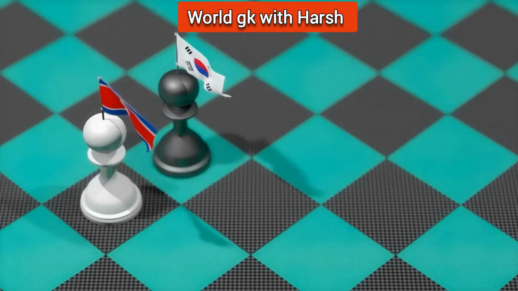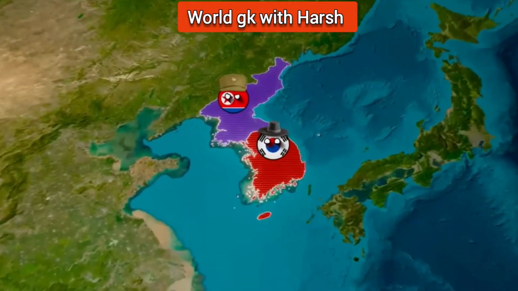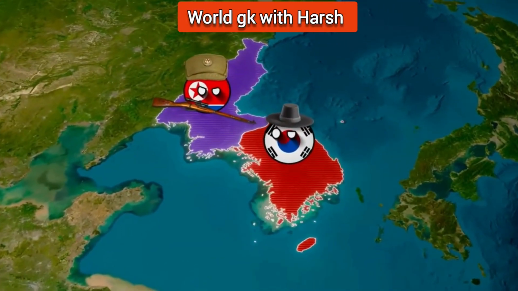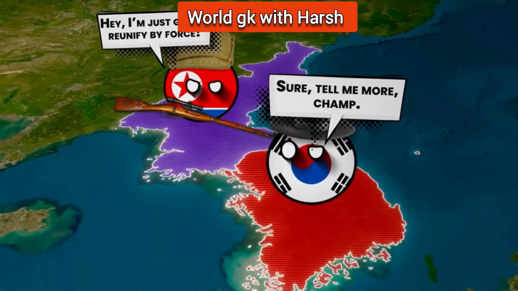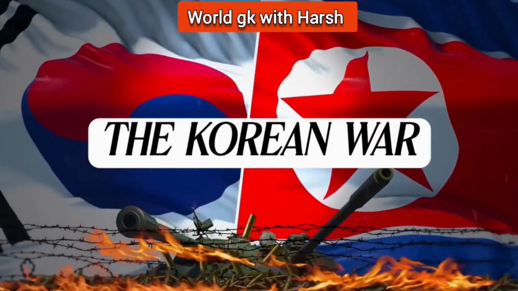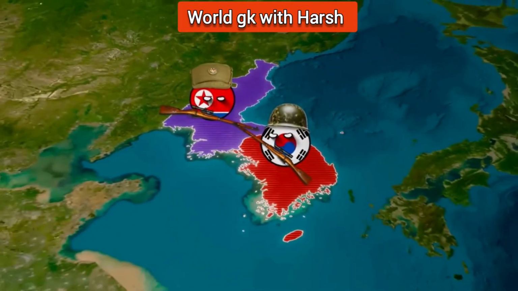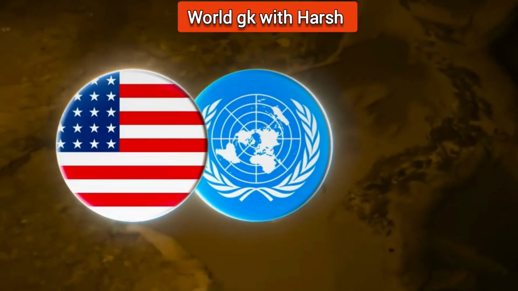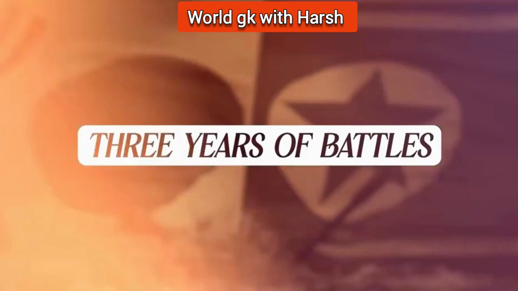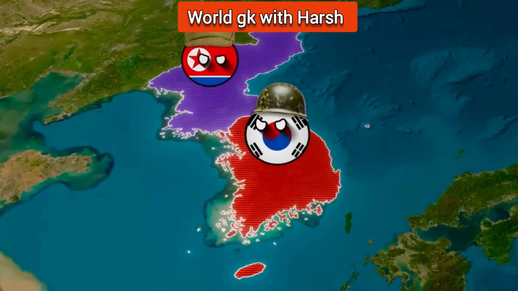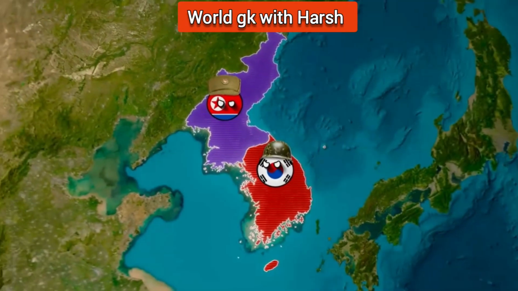But the turning point came in 1950 when North Korea invaded South Korea, hoping to reunify the peninsula by force. This started the Korean War, which lasted until 1953. The conflict drew in the United States, United Nations forces, and China. After 3 years of devastating battles, the war did not end up anywhere, and the border was fixed near the 38th parallel yet again.